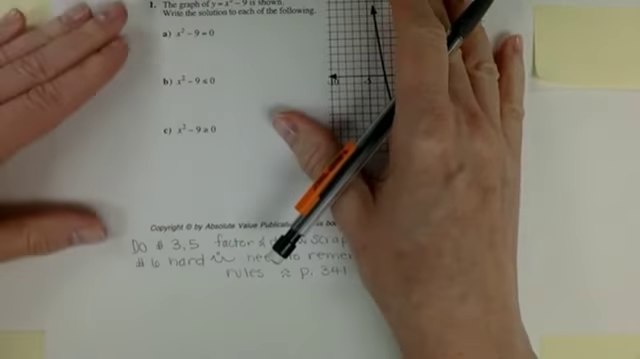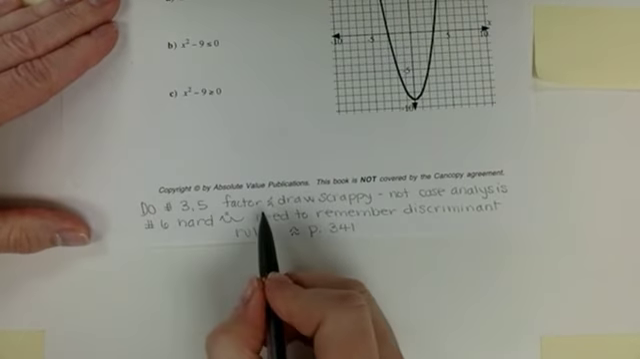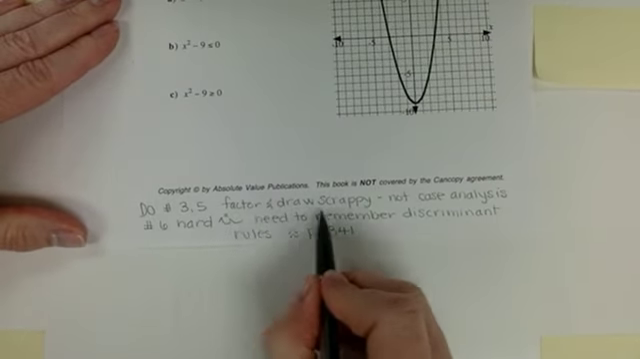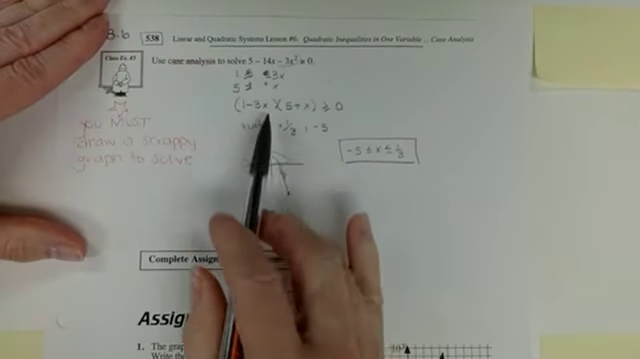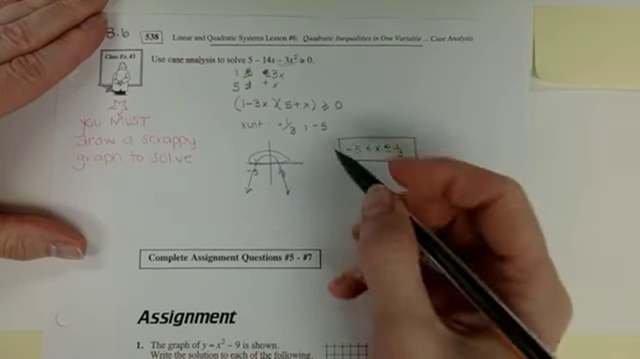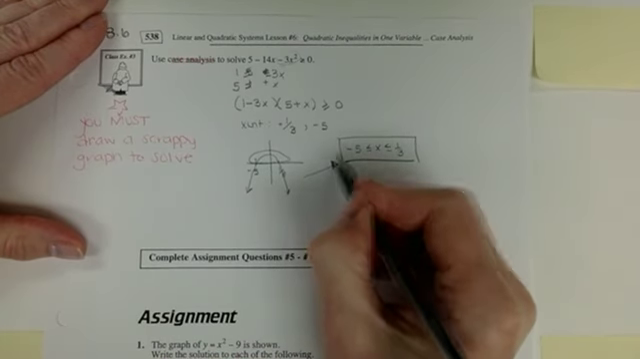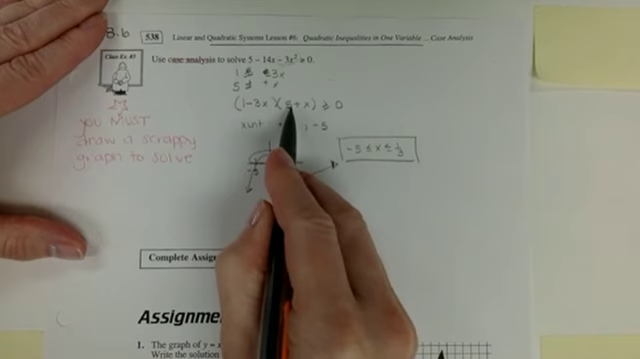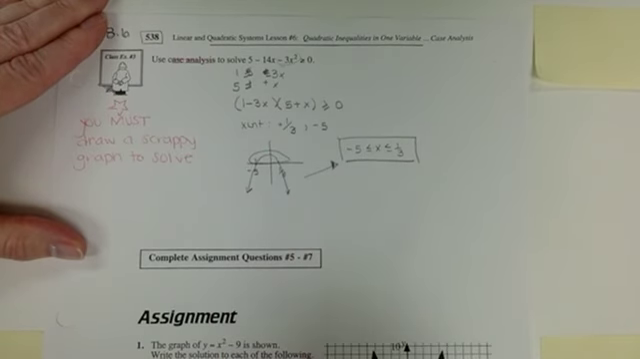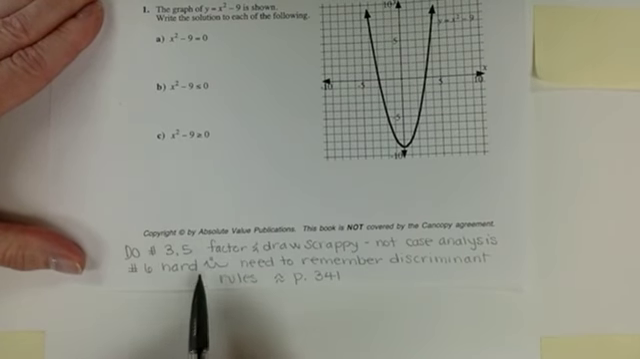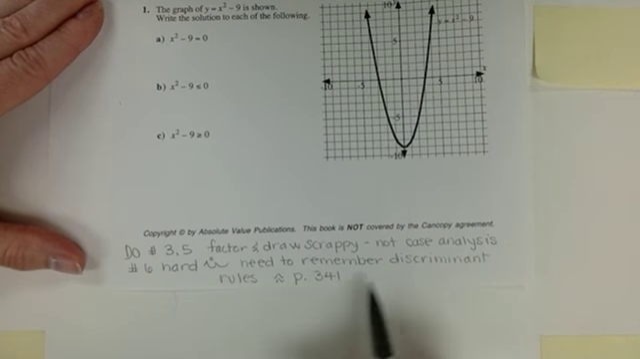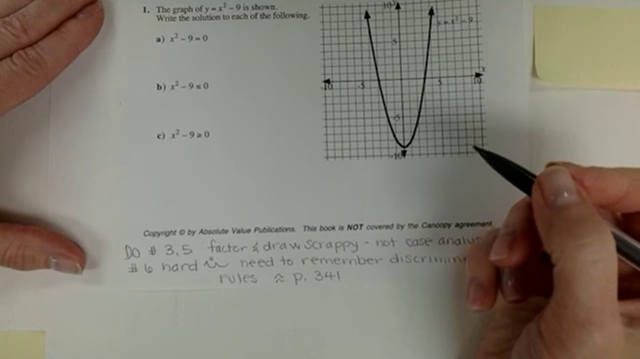On your questions, you're going to do 3 and 5. These are ones that you're just going to factor and draw a Scrappy graph. Do not do case analysis. You are factoring and doing a Scrappy graph so that you can tell this. That's where that comes from. You cannot tell from here what your answer is going to be. And then number 6, it's hard, and you'll like it. You need to remember your discriminant rules, and those are somewhere about page 341. Okay, enjoy!